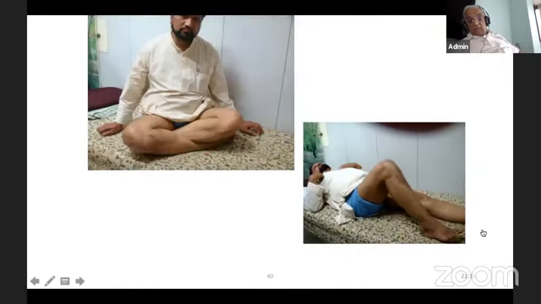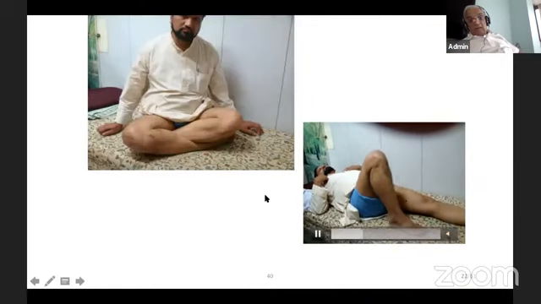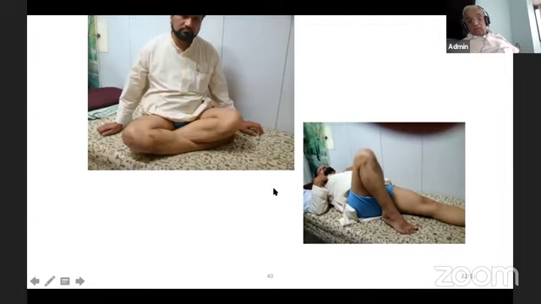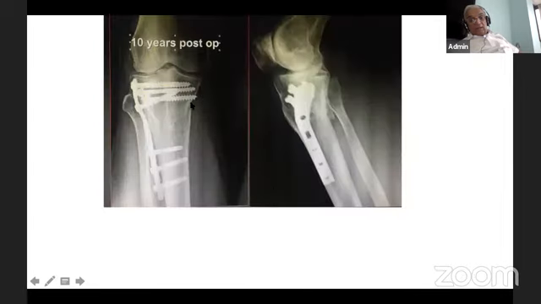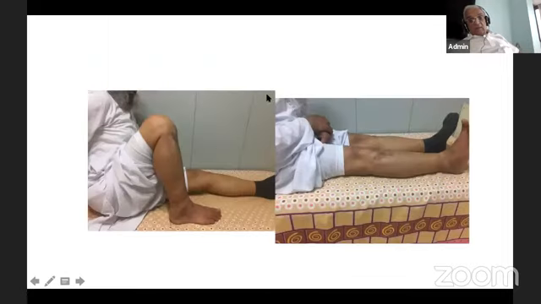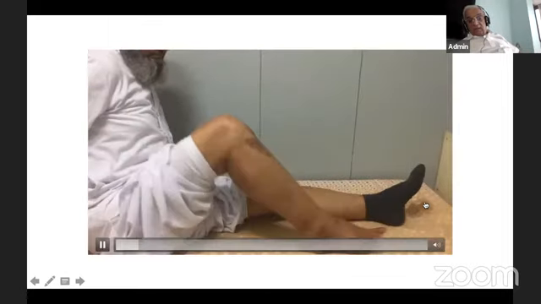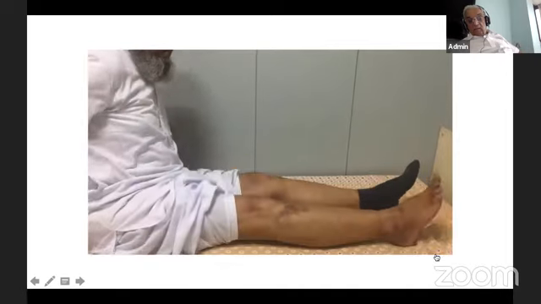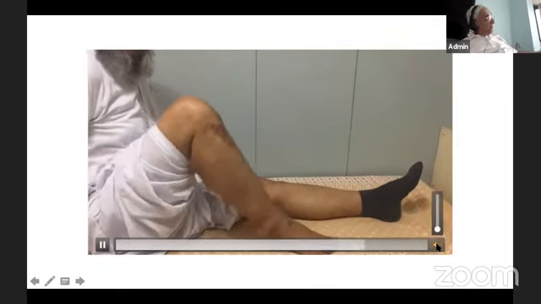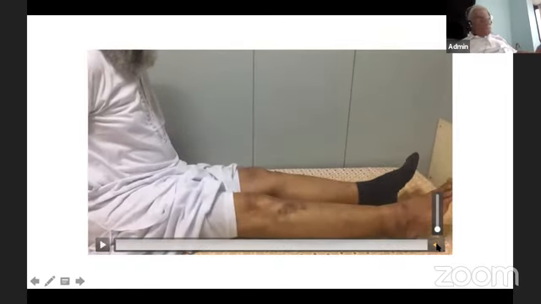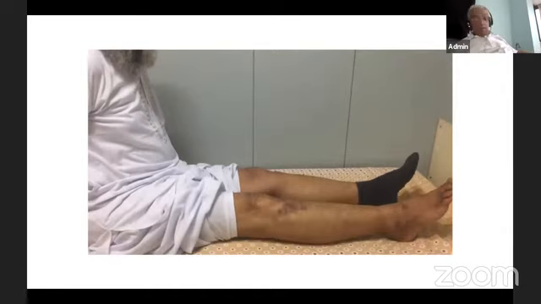And this is a 10-year result. The patient, you can see it there, has a full range of movement which is there.